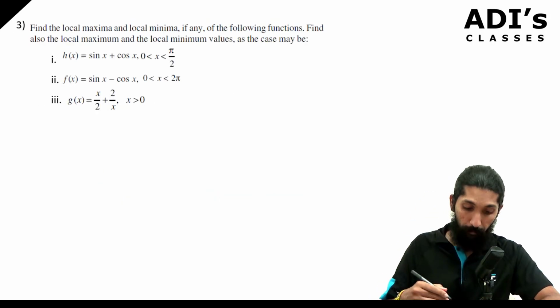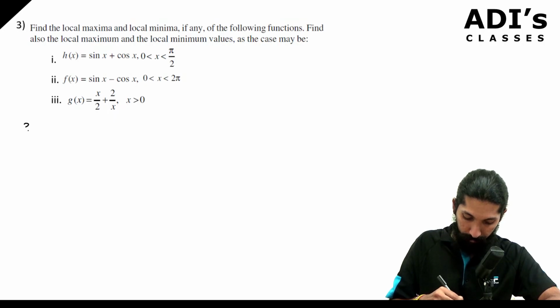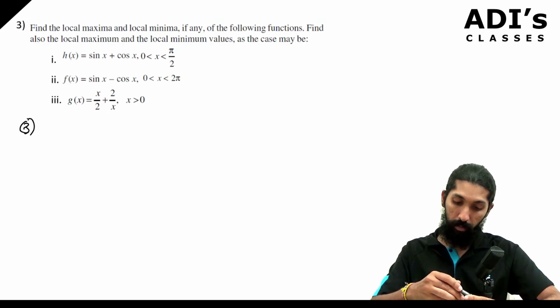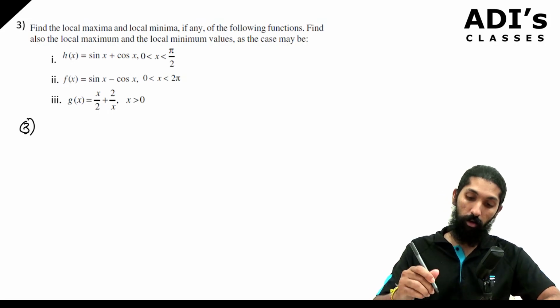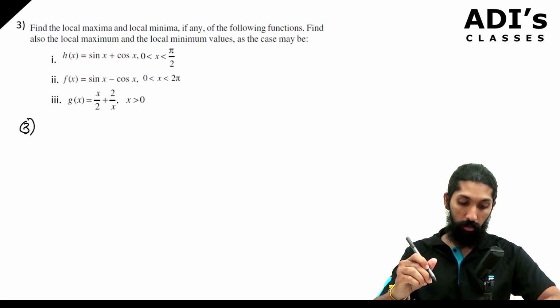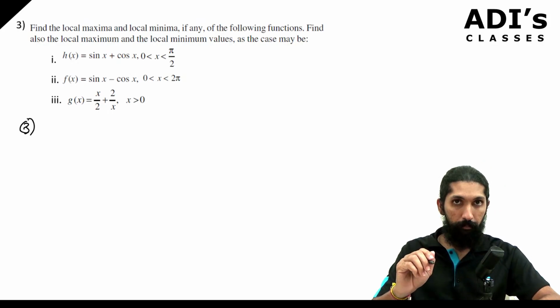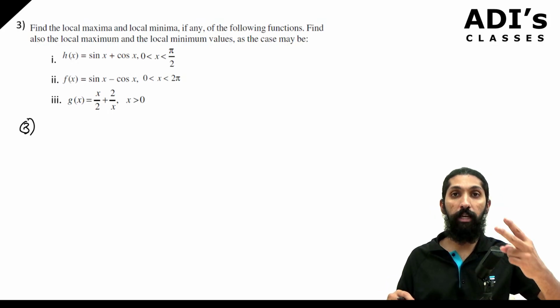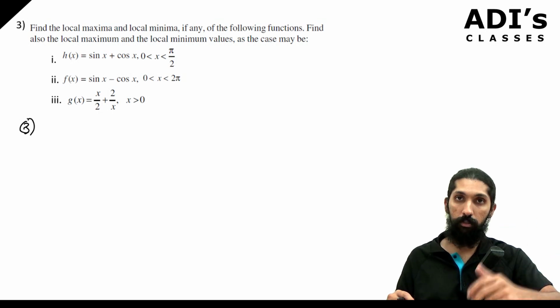See the third question. Here you have: find the local maxima and local minima, if any, of the following functions, and then also find the local maximum and local minimum values as the case may be. Now here we have to take the first derivative as well as the second derivative. Both we need to consider.